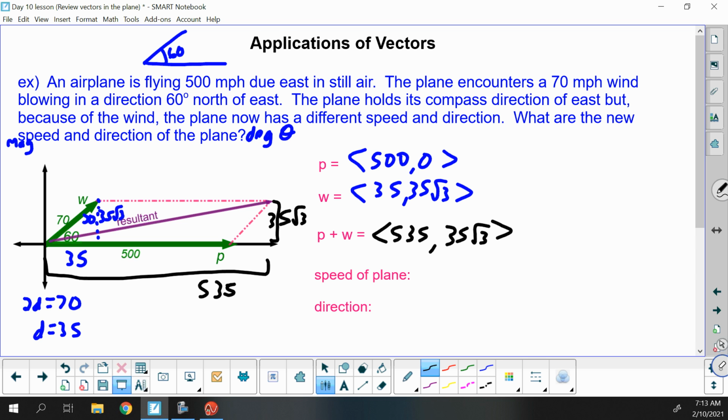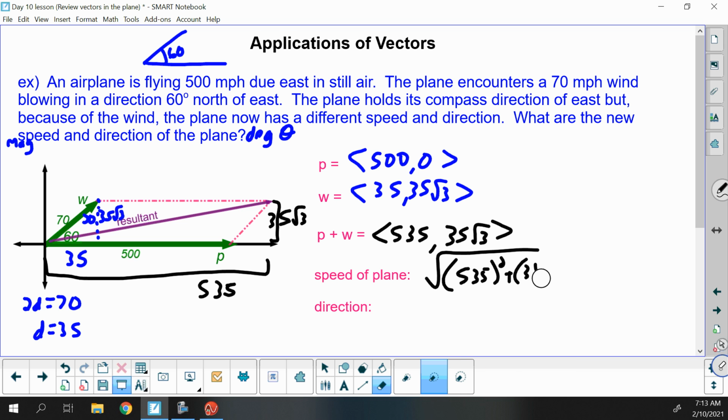So our speed of the plane is the same as the magnitude, and that's just the length of that hypotenuse if we think of it as a right triangle. So that's just going to be the square root of 535 squared plus 35 square root of 3 squared. And if we punch that in the calculator, keep it to 3 decimal places, we'd have 538.424. And our units we have is miles per hour.